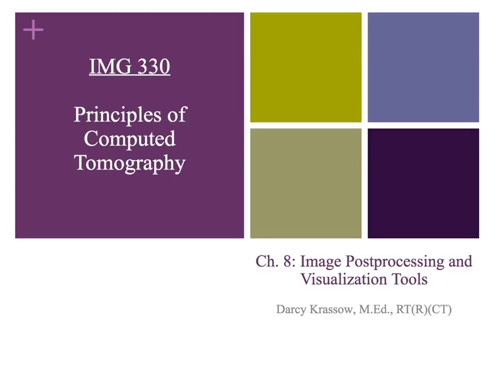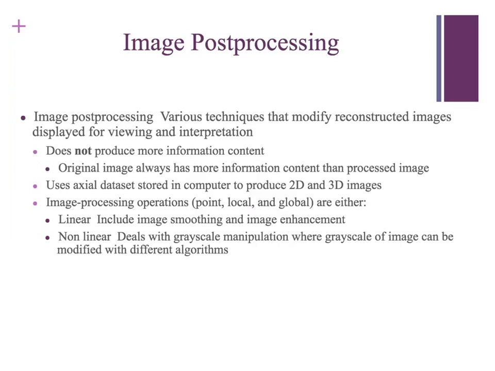Chapter 8, Image Post-Processing and Visualization Tools. Image post-processing refers to various techniques that modify reconstructed images displayed for viewing and interpretation. This does not produce more information content. The original image always has more information content than the processed image. It uses axial data sets stored in the computer to produce the 2D and the 3D images.